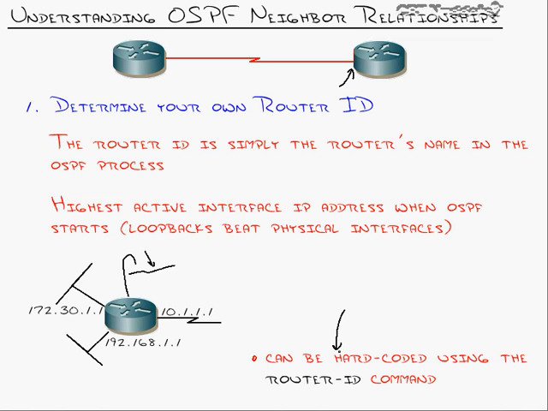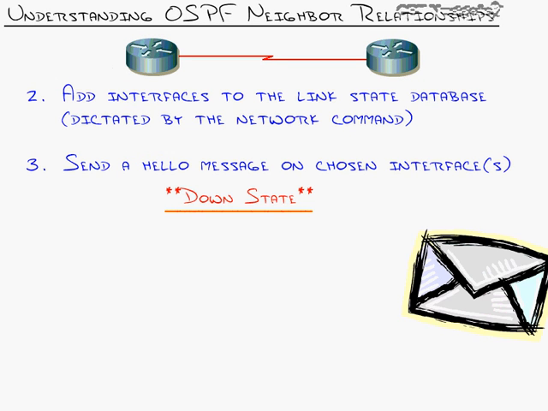We'll talk about the hard coding when we get into the configuration, but by typing it in there, you overrule everything. I mean, if we had a little hierarchy, an organizational chart, you'd have physical interfaces, above that would be loopback interfaces, and above that would be the router ID command, which never gets beat by a physical interface. That's the first step. The router figures out its name using one of those three methods.